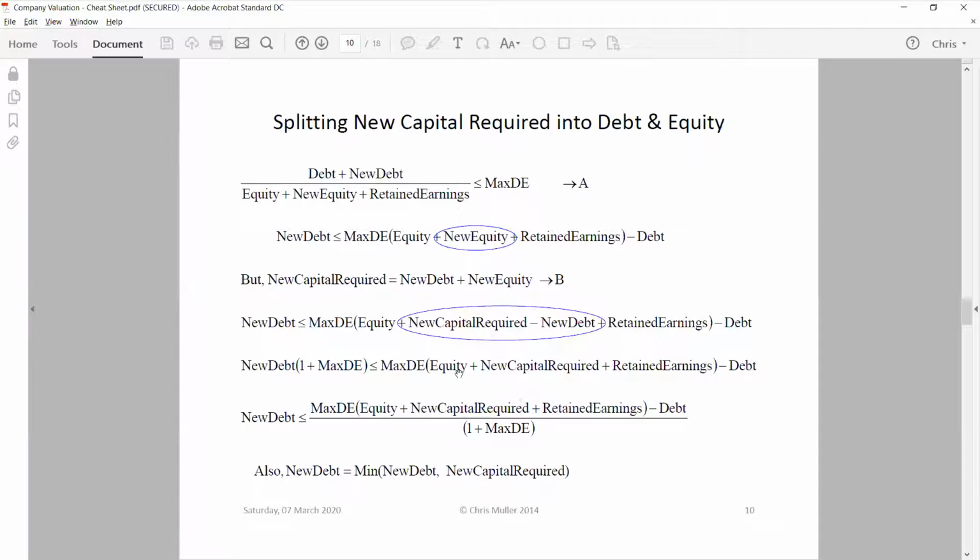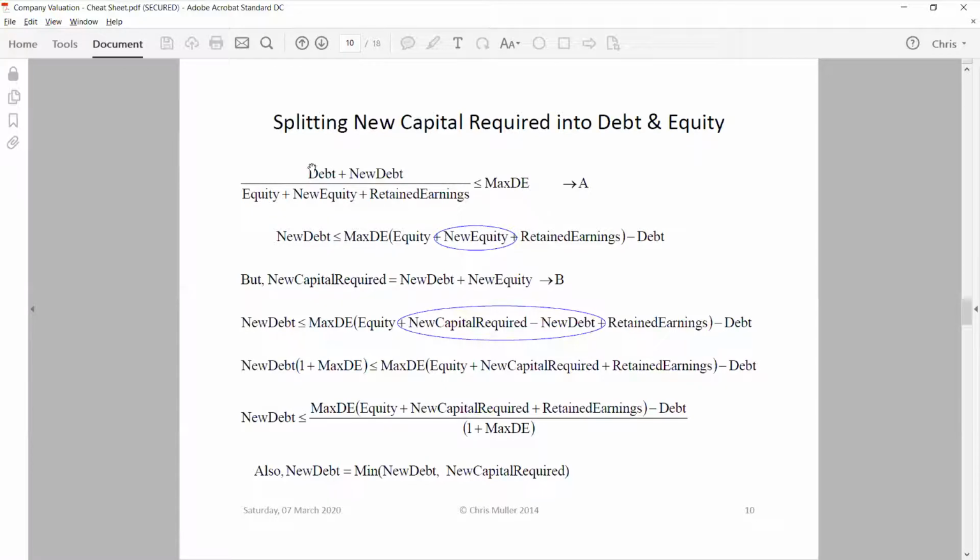So let me ask you a question. Let's start down here with equation B. Our new capital required is going to be made up of some new debt and some new equity. That plus that equals that. But let's calculate and have a look at our max debt equity ratio. That was the final ratio that we calculated at the top of our spreadsheet.